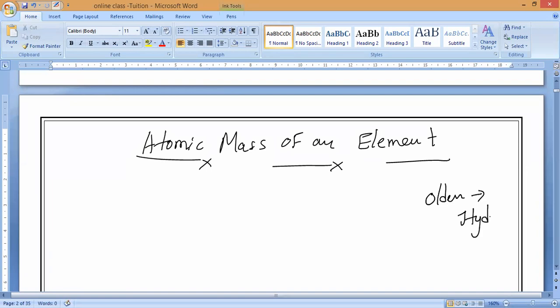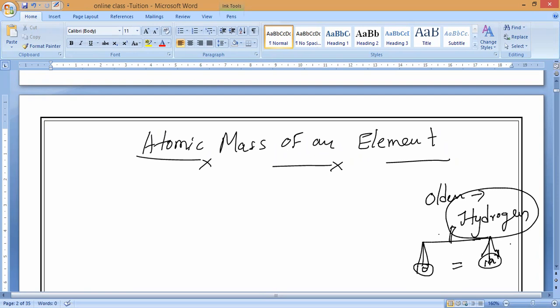That is why in olden days they used to compare with the mass of hydrogen. In the beam balance, one side they will keep hydrogen, and the other side, for example, an atom of another metal. Suppose one hydrogen atom is equal to one atom of the other element, then their mass is equal.